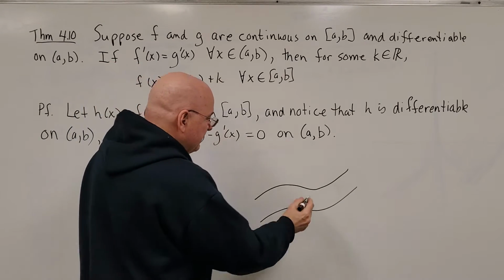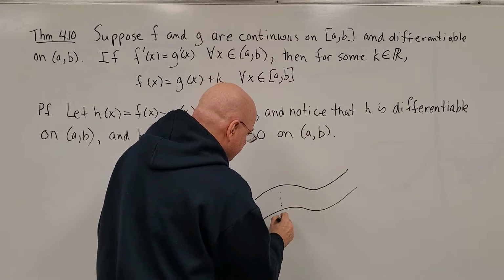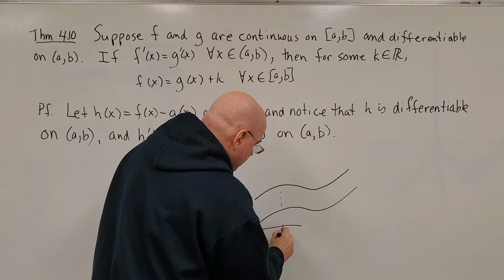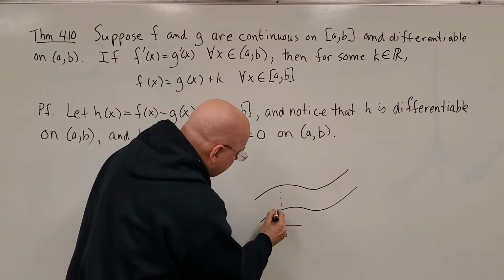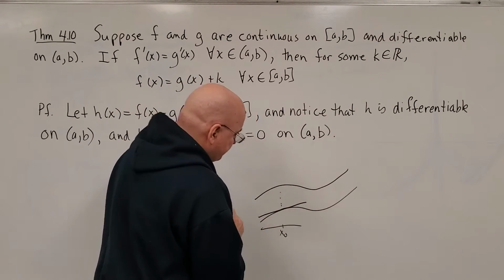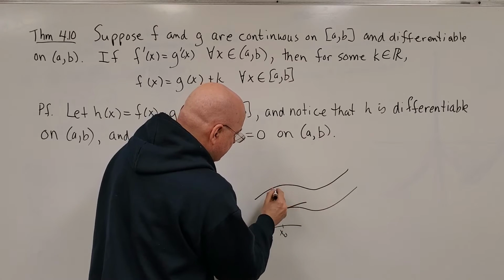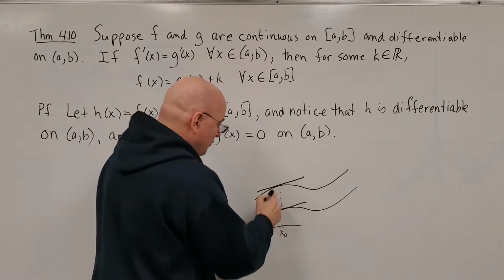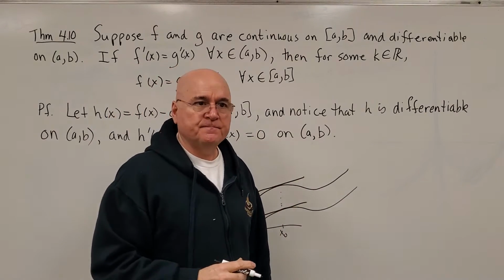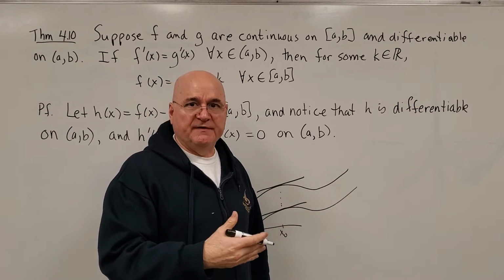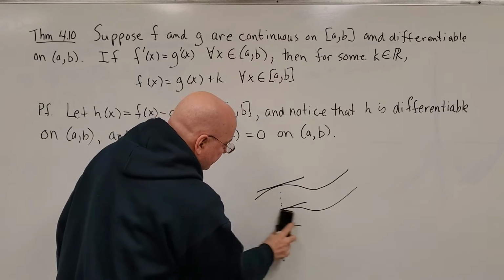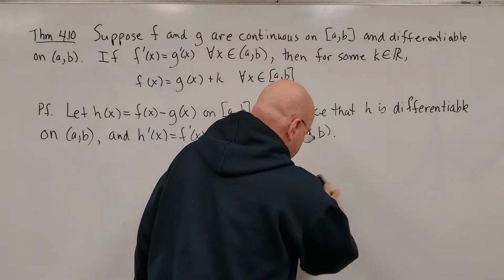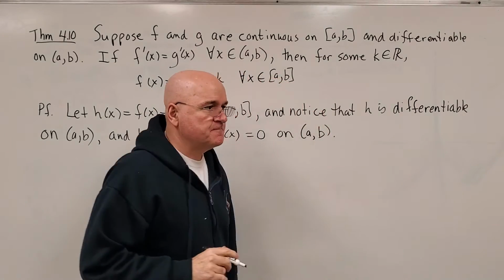If you notice at every point, say this is x naught, we would expect, at least what I intended to draw here, is that the tangent line of the first function and the tangent line of the second function would be parallel to each other. That's what it means to have the same derivative. So let's take a look at the theorem. Maybe it's easier to explain that way.